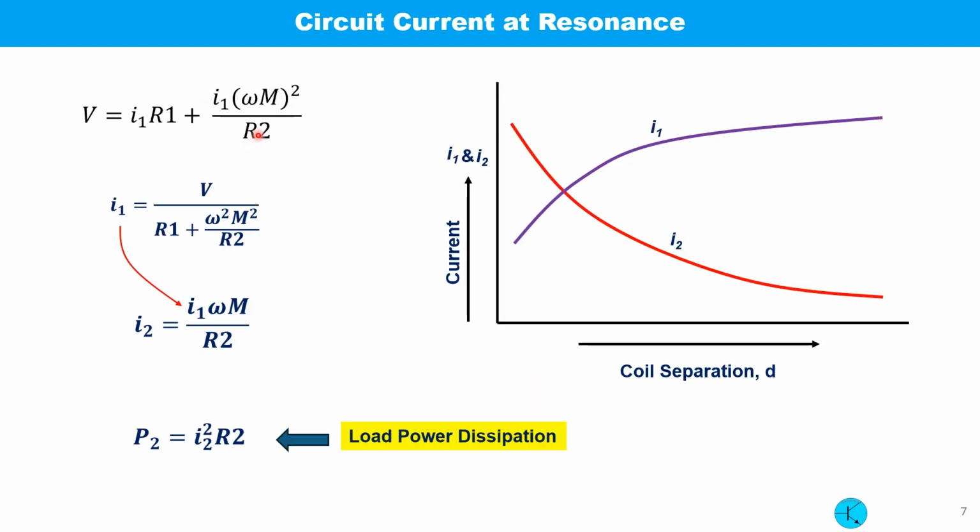Now as we know that M depends on K, which in turn depends on the coil separation, as the coil separation increases, M decreases, and the primary and the secondary current behave like this. As the coil separation increases, M decreases, and the I1 primary current goes up and the secondary current will go down, and the power dissipated by the load resistance can be expressed by I2 squared R2.